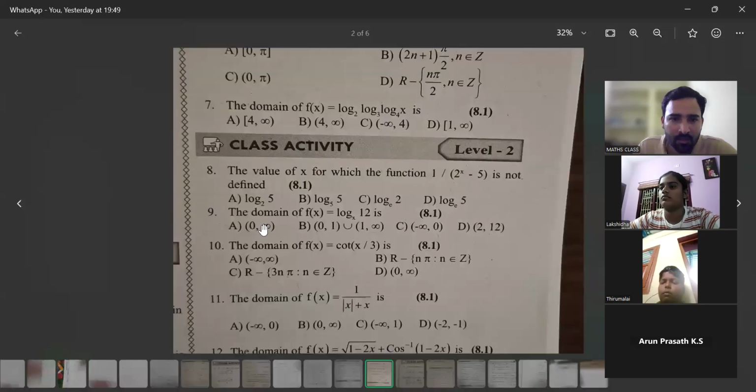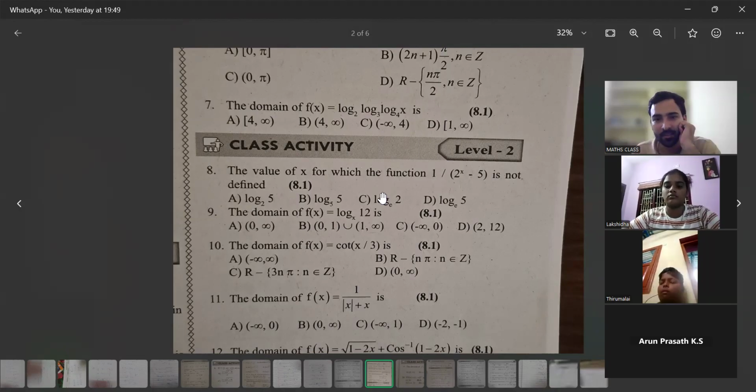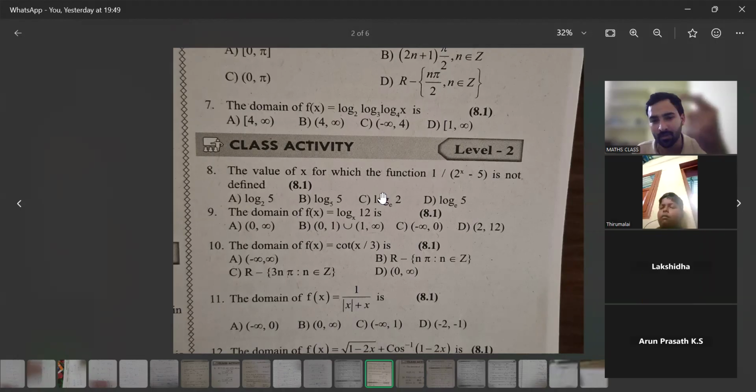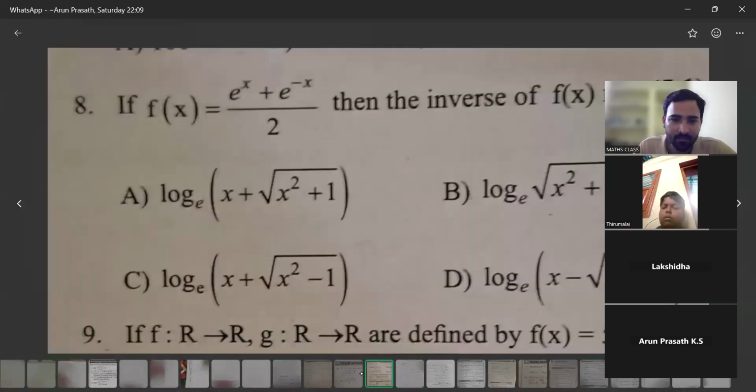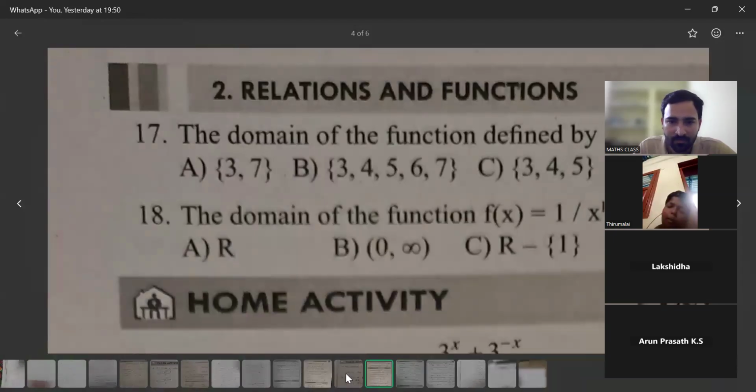Next one. Yes. So now the domain of this number. What is the domain of this number? That means there is a variable in the base, right? So the base should be a positive number. Option B. Yes, the base should be a positive number and the base should not be equal to 1. Right? The base should not be equal to 1 and the base should be a positive number.